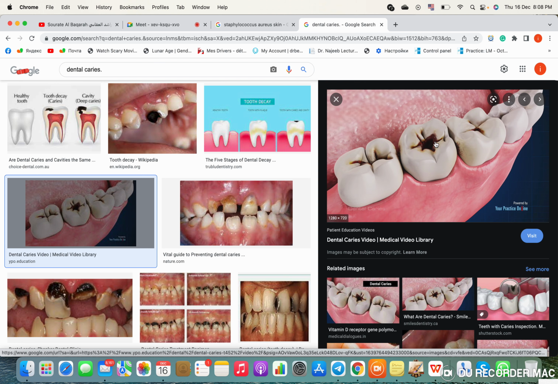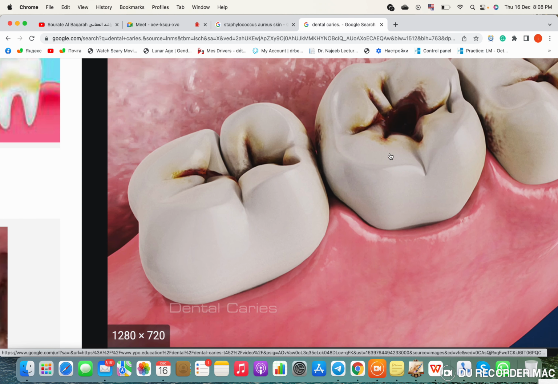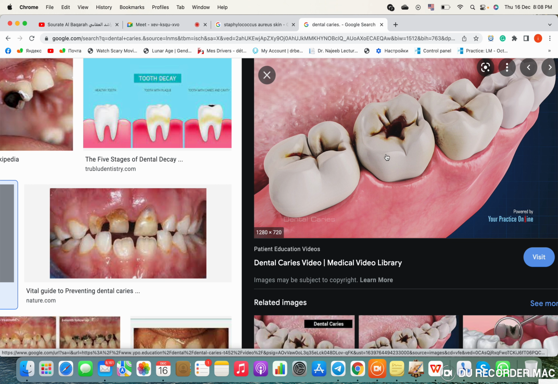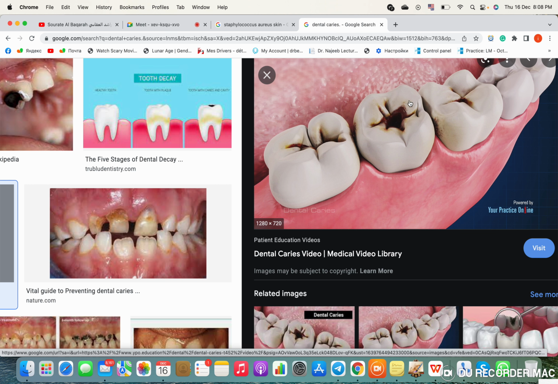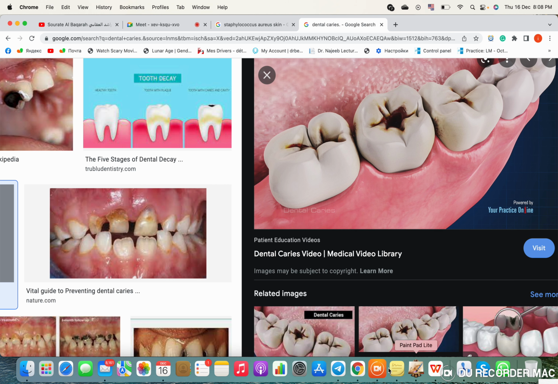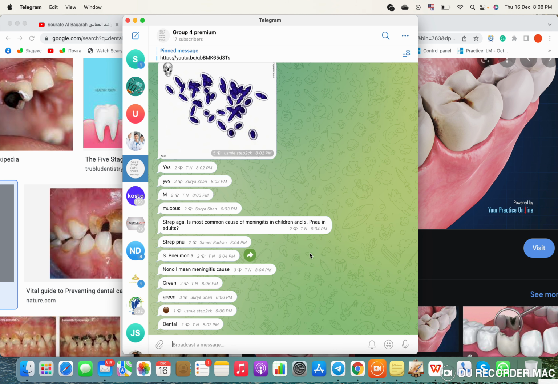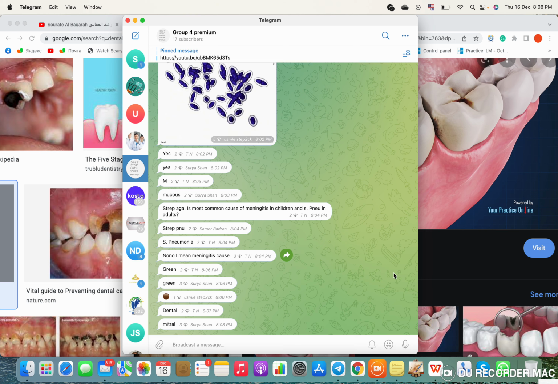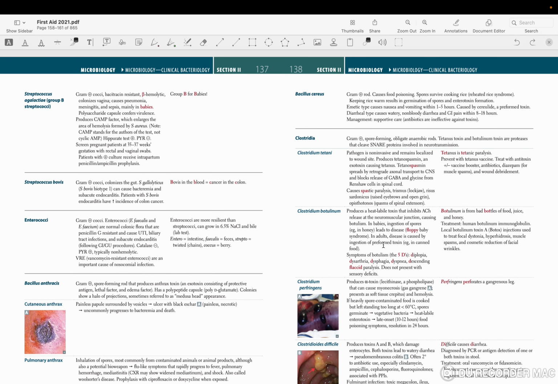So this is dental caries, caused by viridans, yeah? And when you do tooth extraction or some dental procedure, you can introduce this bacteria to the circulation, and it's most likely to affect which heart valve, guys? Which heart valve is most likely to be affected? The mitral valve. Absolutely correct. Good.